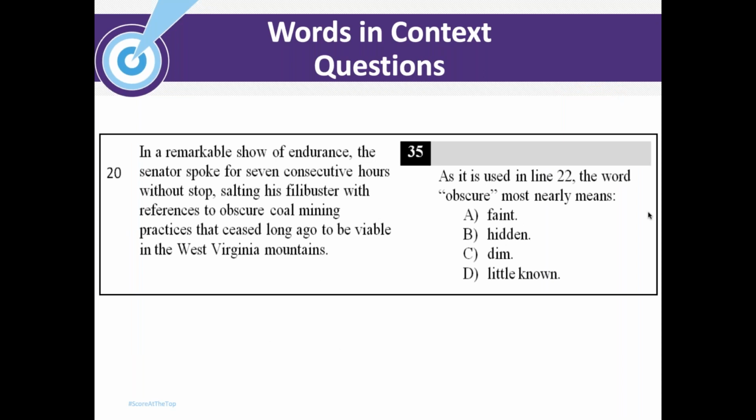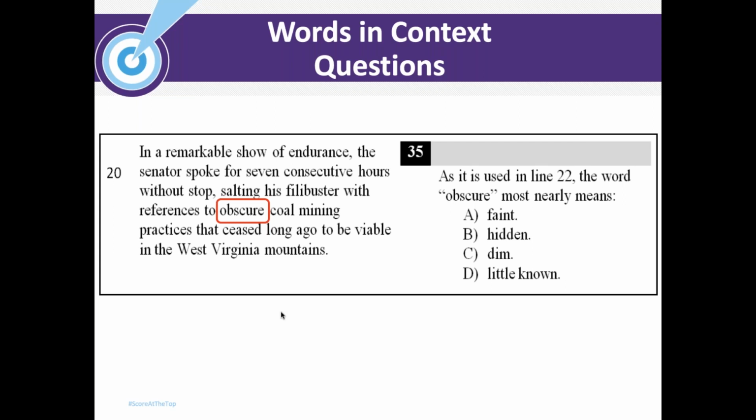So let's go back to this question here. As it's used in line 22, the word obscure most nearly means. So I come over and I look at this sentence: "In a remarkable show of endurance, the senator spoke for 7 consecutive hours without stop, salting his filibuster with references to obscure coal mining practices that ceased long ago to be viable in the West Virginia mountains." So I'm getting a sense, okay, he's talking about something that's no longer viable. So which of those definitions of obscure is best going to work here?